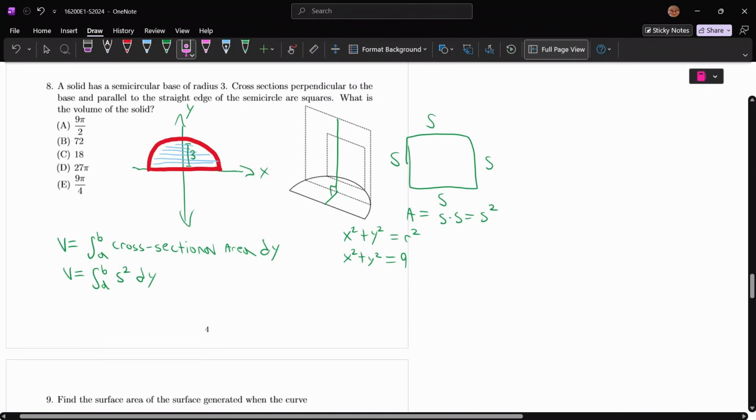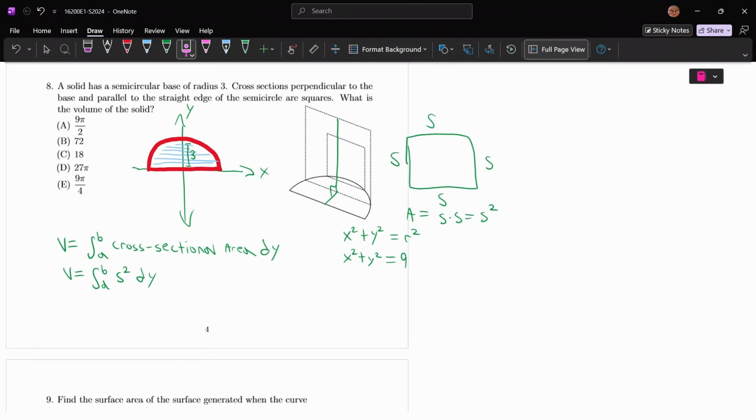Notice how, and so that also applies to these kinds of problems too. Notice how these slices are perpendicular to the y-axis. And so because of that, we're going to want to integrate along the y-axis. If this semicircle was like this, with the slices being like this, then we'd want to integrate along the x-axis. And so you want to integrate along the axis that's perpendicular to your cross-sectional area. So I'm going to rewrite this function in terms of y.